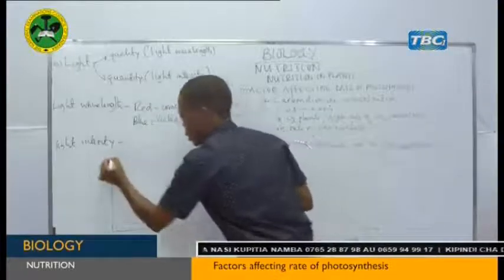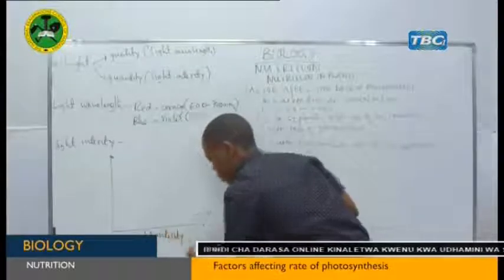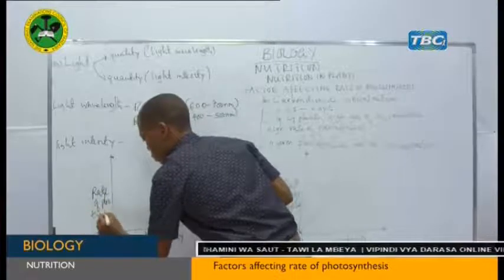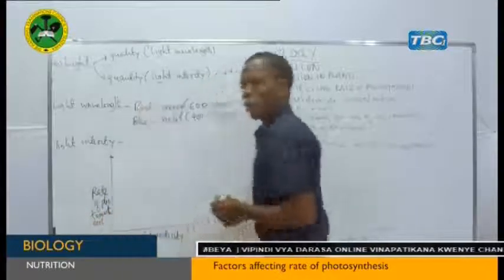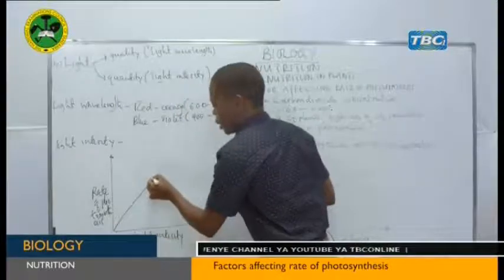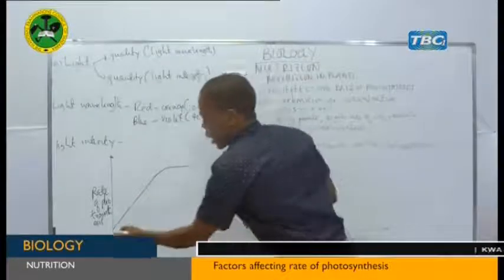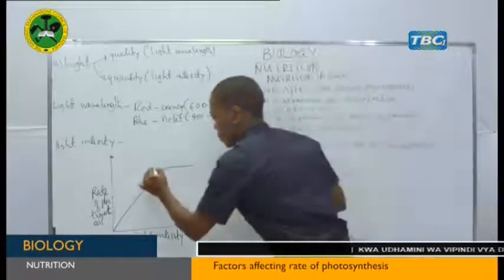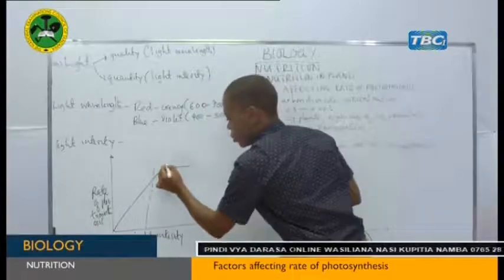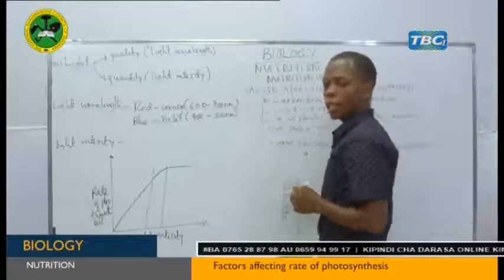We can draw like this. Horizontally we put light intensity. Here we put rate of photosynthesis. Therefore, we are saying the rate of photosynthesis is proportional to the light intensity. Initially there is an increase in the light intensity. From here up to this point, we are saying light intensity is a limiting factor. But as you can see here, as the graph starts to level off, we are saying light intensity and other factors such as carbon dioxide and water act as limiting factors.